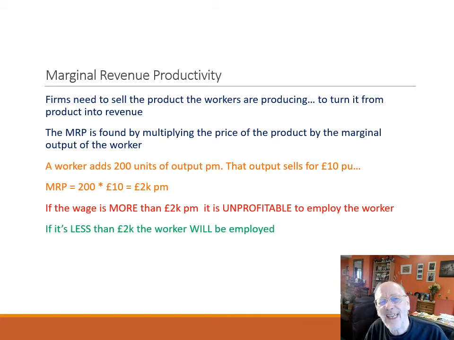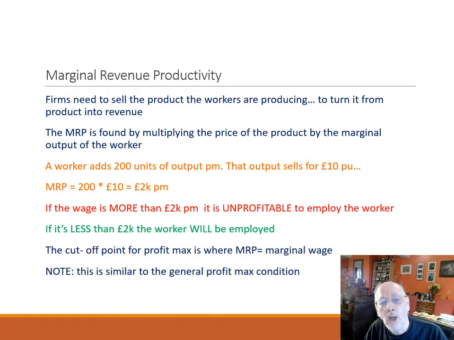But if the wage is less than £2,000 a month, then the firm can add to their profit by employing the worker. Now the cut-off point is where the value of the output of the marginal worker, their marginal revenue product, is exactly equal to the marginal wage, the extra wages that the firm has to pay when they're employing them. So it's marginal revenue product equals marginal wage. If you've done theory of the firm, you'll realise that that is exactly the same as the general profit maximisation condition, where marginal cost equals marginal revenue.